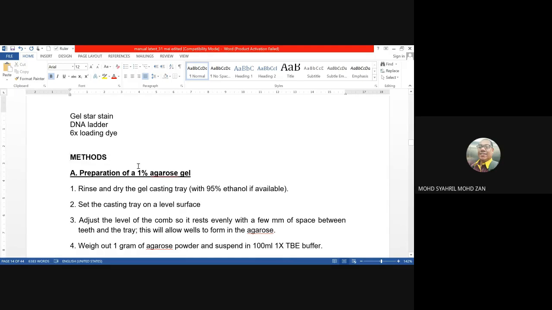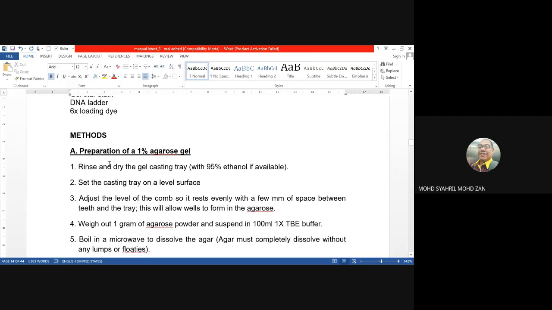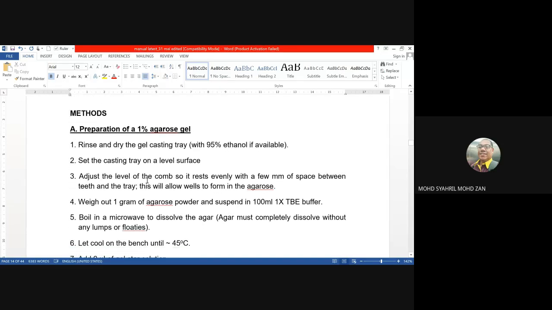Part A, you have to prepare our agarose gel first. You must make a 1% agarose gel. Number 1, rinse and dry the gel casting tray with 95% ethanol if available. Set the casting tray on a level surface. Adjust the comb so it rests evenly with a few millimeters of space between the teeth and the tray. This will allow wells to form in the agarose.